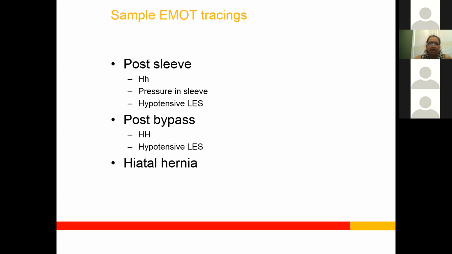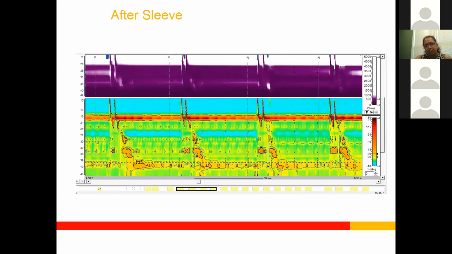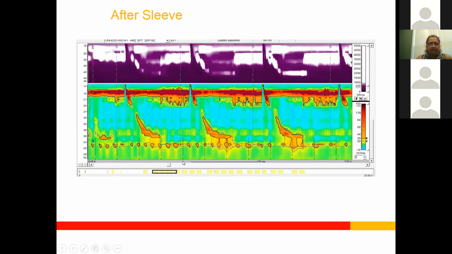And so this is a patient of mine who had a sleeve, came in with complaints of reflux. You can see every swallow is a double swallow. You can see that the patient has ineffective esophageal motility. The esophagus does not work very well. You can see that the LES does show relaxation, and in fact, this patient's IRP was marginal, and so we ended up converting this patient to a bypass.